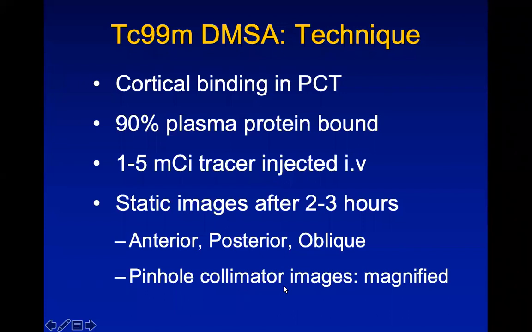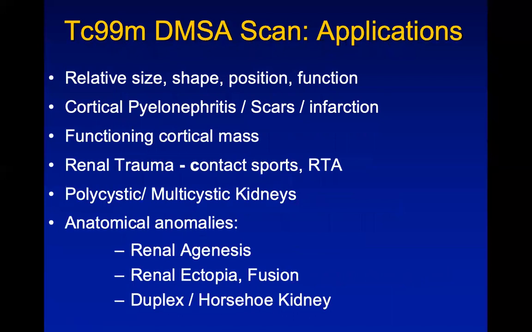The pinhole collimator is something which only, I think, PGI Chandigarh has, one or two other centers may have it. This gives you extra magnified images. I'll just demonstrate what it looks like. So the applications of DMSA scintigraphy. You can evaluate relative size, shape, position, and function of the kidney. Mainly, we use it for evaluation of scars in cortical pyelonephritis and in detection of infarcts. The functional cortical mass can be determined, especially following blunt trauma, either as in contact sports or road traffic accidents, to identify functioning part of the polycystic or multicystic kidneys. And in the evaluation of anatomical or congenital anomalies like renal agenesis, ectopia, renal fusion, duplex, and horseshoe kidneys.